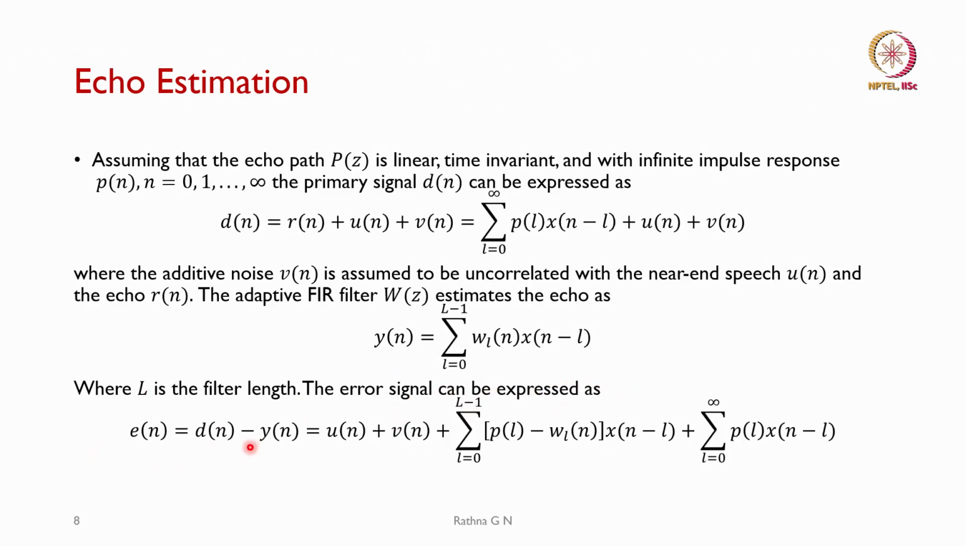e(n) equals d(n) minus y(n), which, after substituting, is d(n) = u(n) plus v(n) plus the summation over l equal to 0 to L minus 1 of p_l minus w_l(n) times x(n minus l), plus the summation over l equal to L to infinity of p_l times x(n minus l). So, this is how the substitution happens, for d(n) and then y(n), when you put the terms in the proper way.